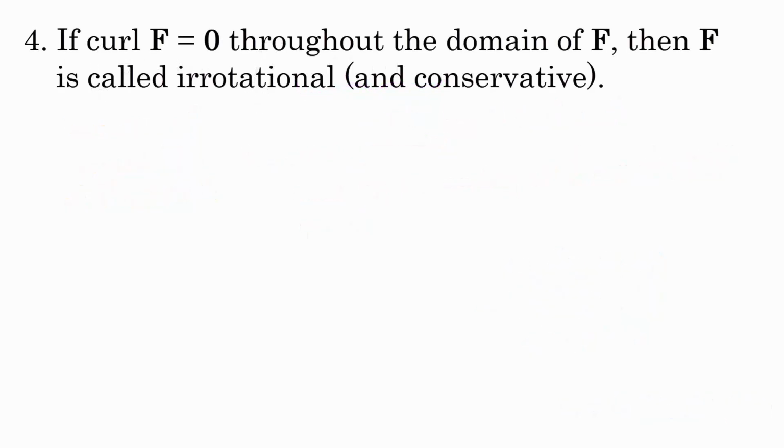Note number 4, if the curl of F equals 0 throughout the domain of F, then we call F irrotational. Does that make sense? This curl kind of measures rotation, circulation. If that equals 0, we say it's irrotational. And of course, it's conservative. I just wanted to mention that there to remind you.